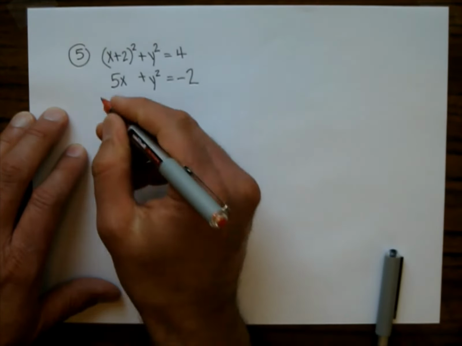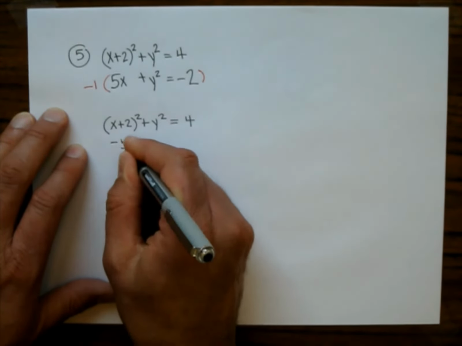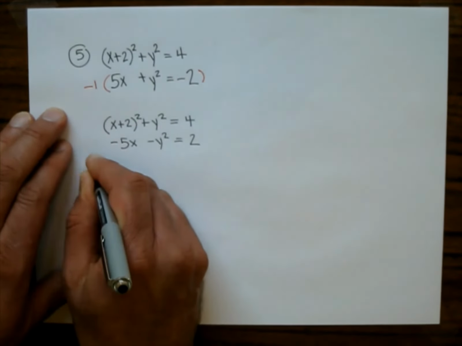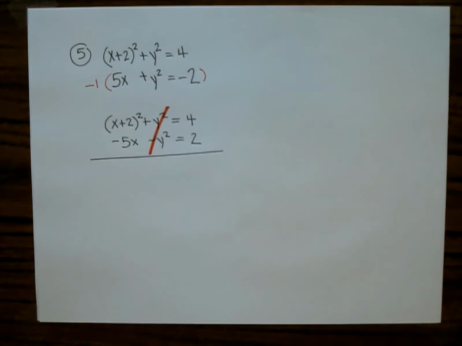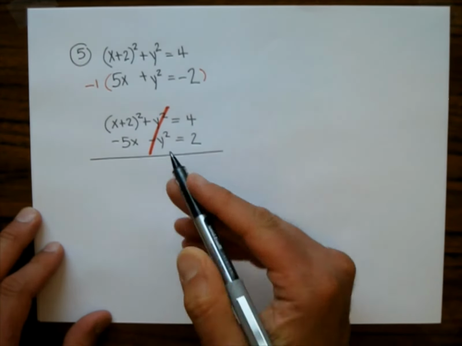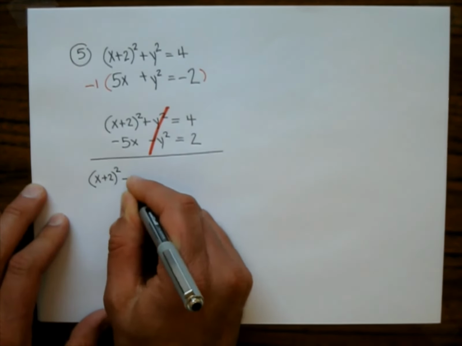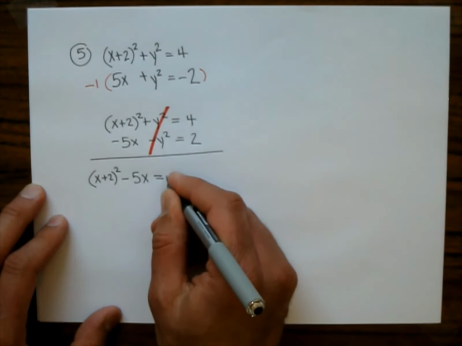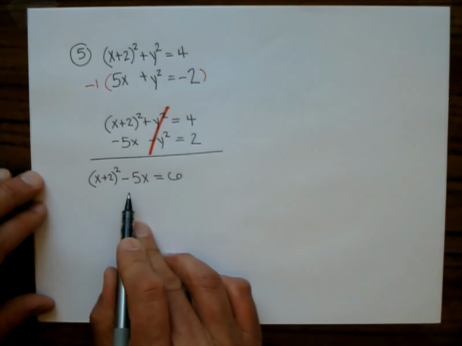I'm going to multiply the bottom equation by a -1. So I'm going to have negative 5x minus y squared equals a positive 2. I'm going to add those two equations together, and the y's are out of there. So we were able to do elimination even though this part is a little weird. Let's write that part down. This is (x plus 2) quantity squared minus 5x. This equals 6.